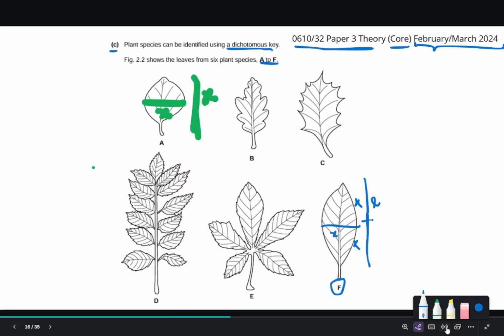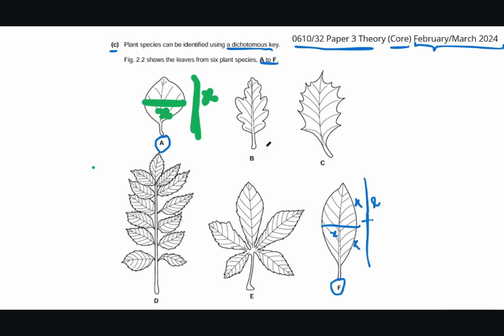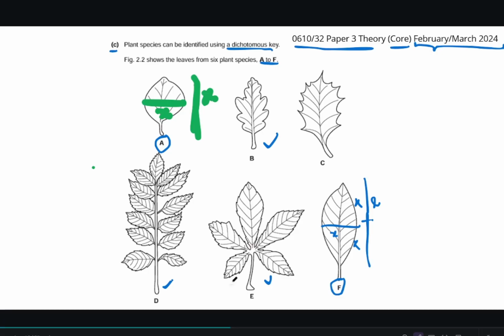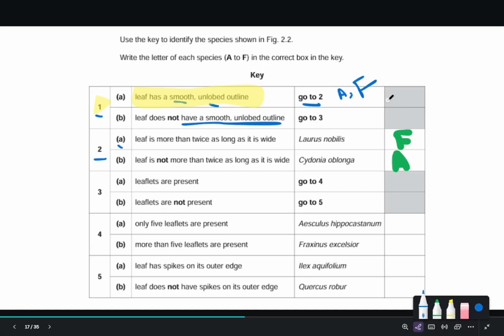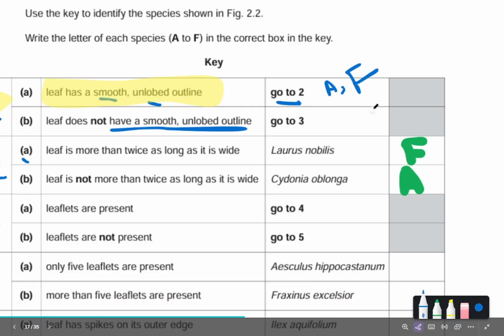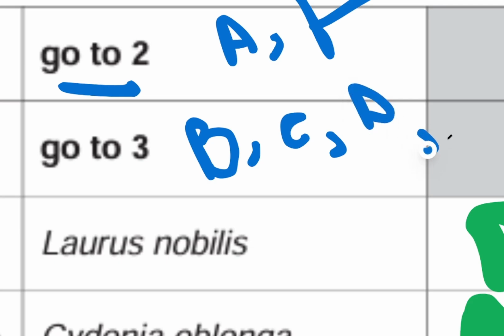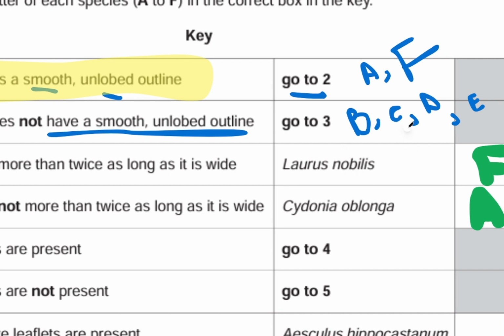So these two have been identified, okay? A and F are done. So let me just circle this. This is done. I can see that B does not have a smooth outline. Similarly, C and D and E. So these are all my suspects over here: B, C, D, and E. Let me just write it down as a rough thing for me to know. B, C, D, and E over here. All right. So these are all my suspects over here.